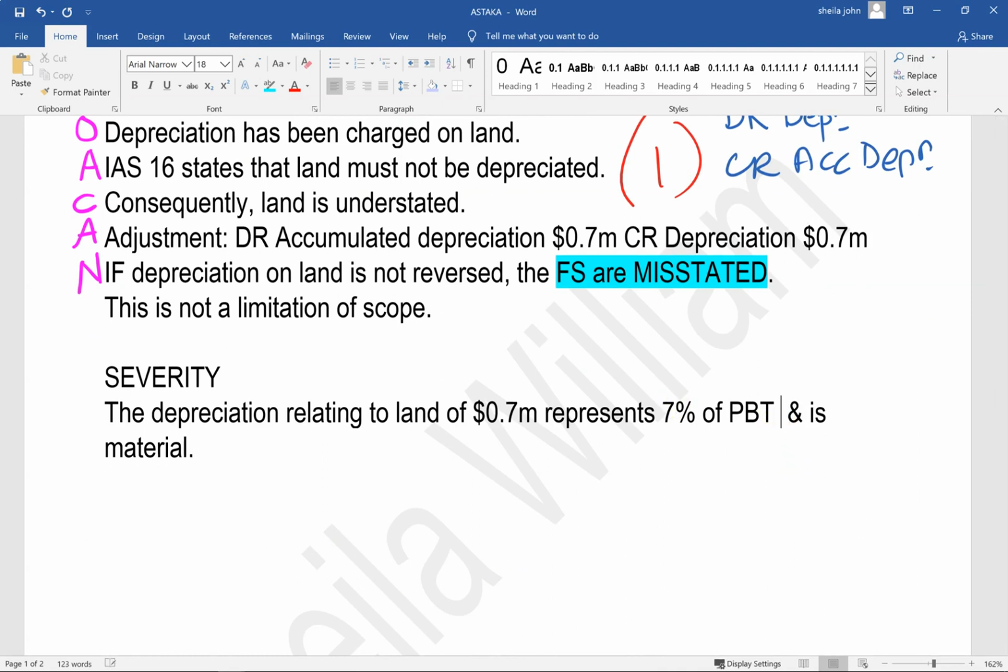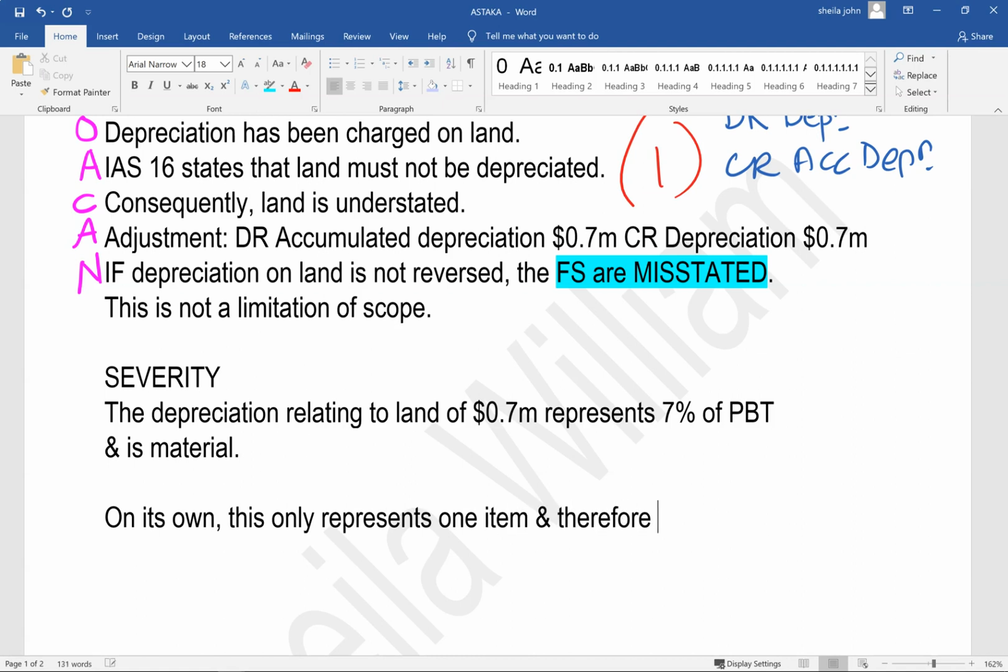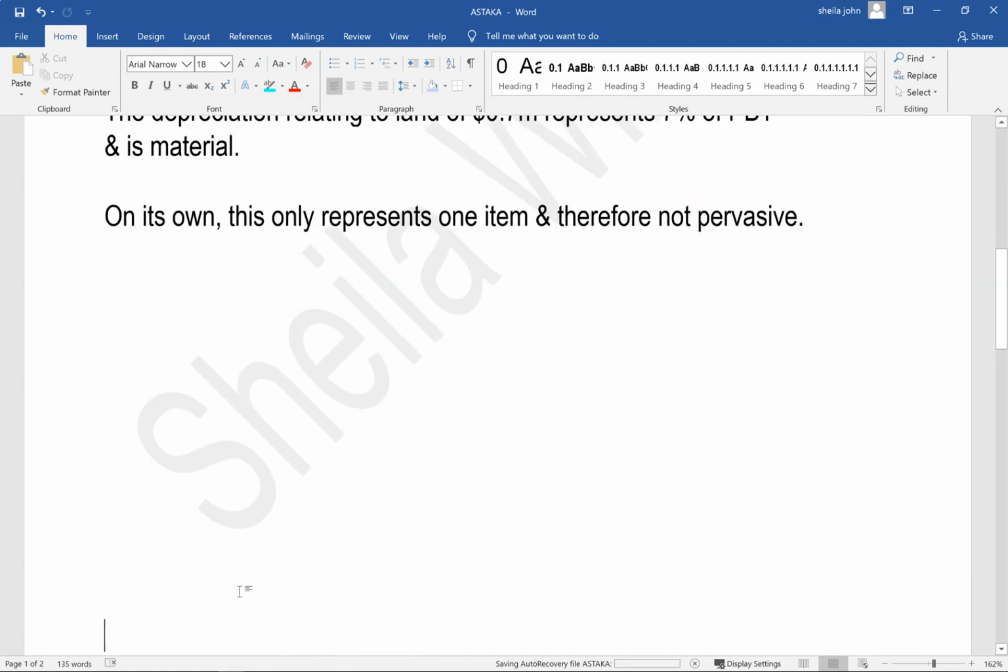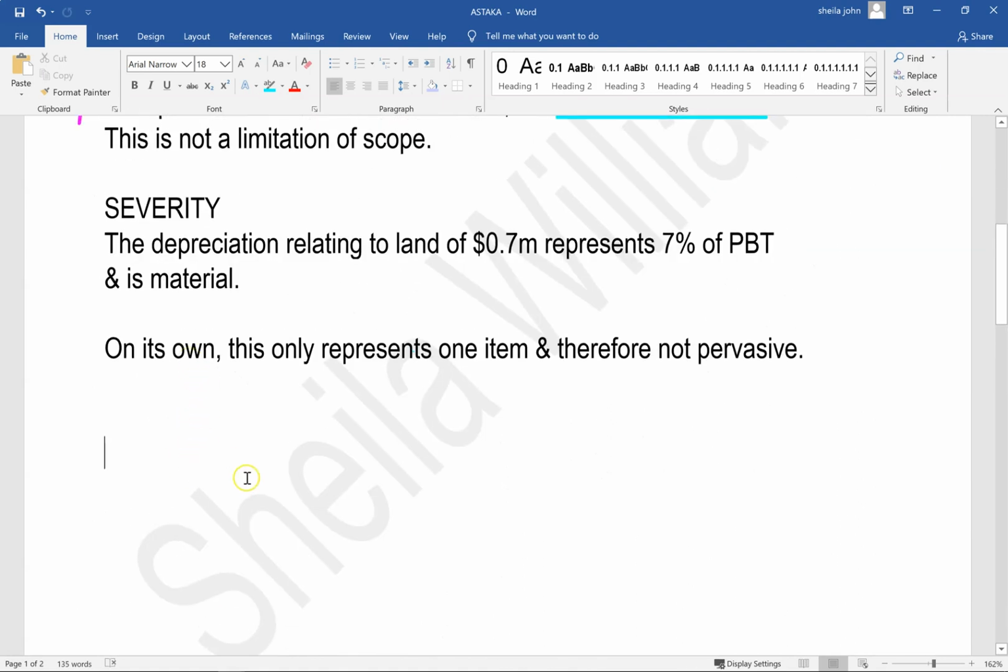You will not get the marks for your materiality unless you state that it is material or otherwise. Okay, so that's the first one, whether it is material. Next, pervasiveness. So we're going to say here, on its own, it is not pervasive. On its own means in isolation, because you've got to remember that in a company, you can have lots of adjustments together, but we're saying that on its own, it is not pervasive. It is material, but not pervasive.